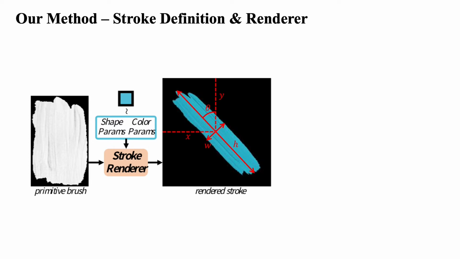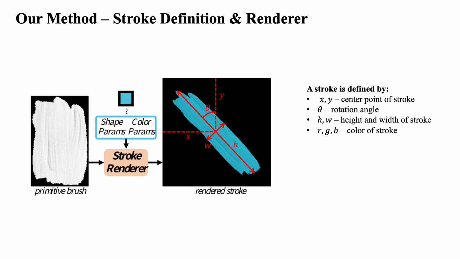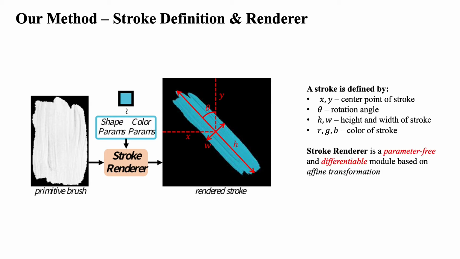We start the introduction of our method from stroke definition and design of stroke renderer. In this paper, we mainly consider rectangular stroke, which can be defined by center coordinate of the stroke, rotation angle, height and width, and stroke color. Under such definition, we conduct an affine transformation on a primitive brush based on shape parameters to warp the primitive brush towards the correct position and colorize it. Therefore, our stroke renderer is a parameter-free module without the necessity of training. Meanwhile, the affine transformation is also differentiable as we expect.